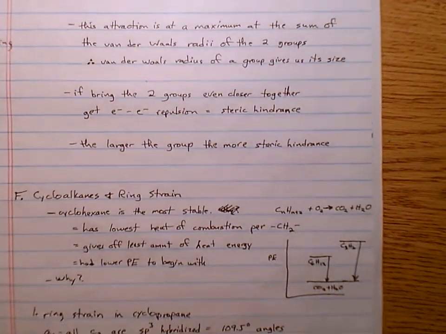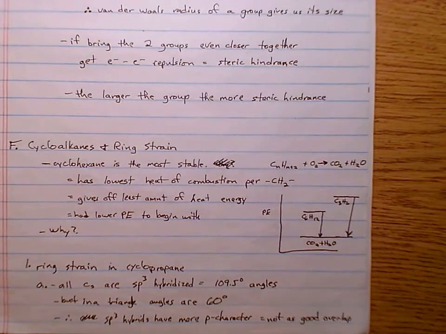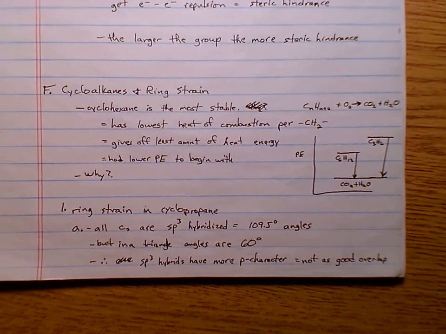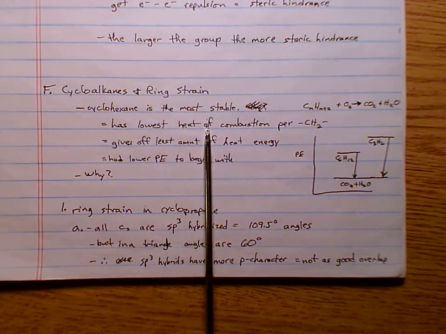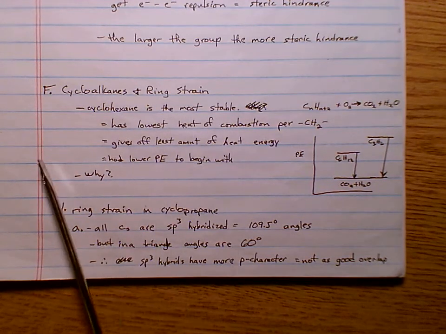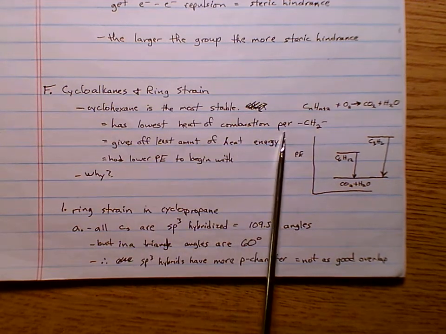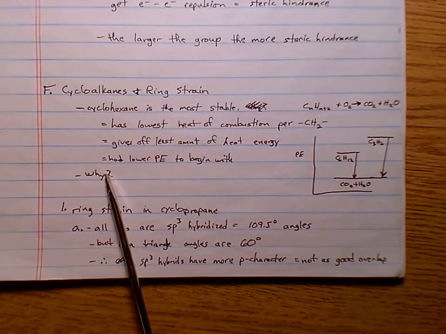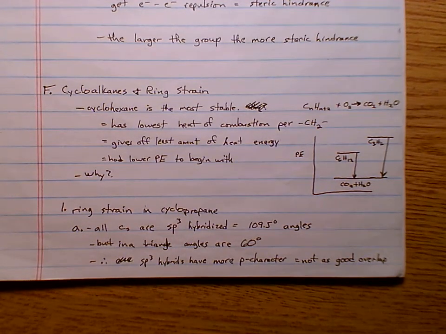All right, now let's look at cyclohexane, or cycloalkanes, and then we're going to add another layer to this. We're going to add ring strain. It turns out that cyclohexane is one of our most stable rings. Another way of saying it is it has the lowest heat of combustion per CH2 group, gives off the least amount of heat energy, means it had the lowest potential energy to begin with. So cyclohexane is a very stable ring.